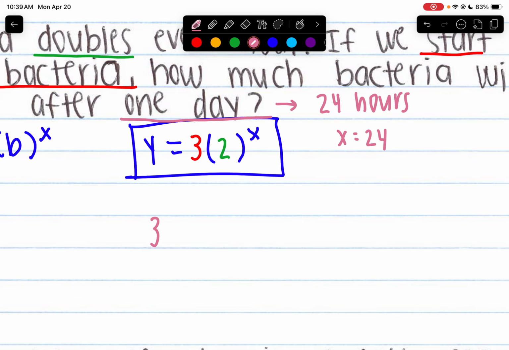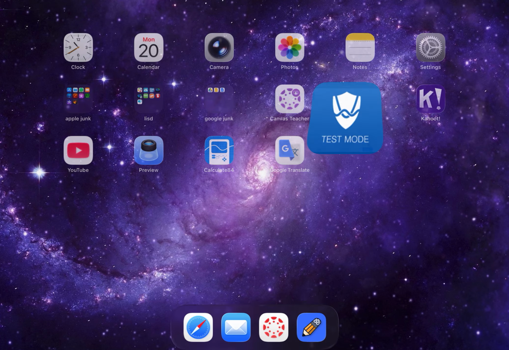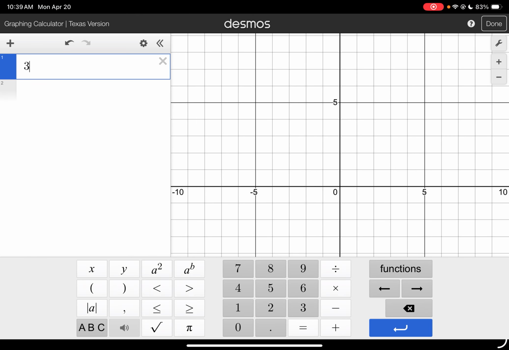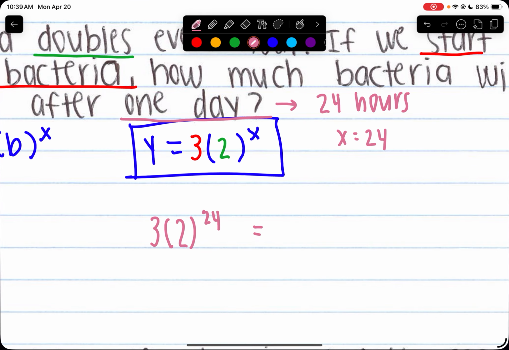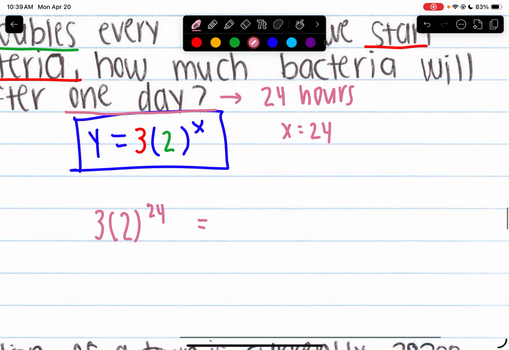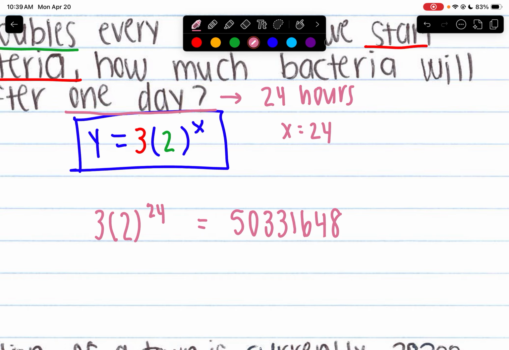So we're not going to be plugging in 1 for x, we're going to be plugging in 24 for x. So it's going to be 3 times 2 to the power of 24. And that should be a giant number. 3 parentheses 2 to the power of 24. And we are given this gigantic number, and that's how much bacteria there will be after 1 day, given the fact that nothing has decayed yet. So all your bacteria survive. 50,331,648 bacteria.